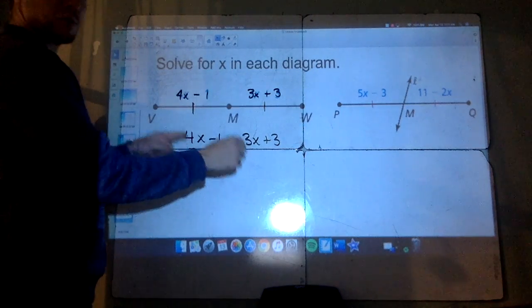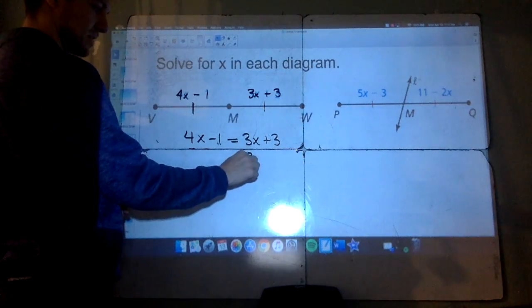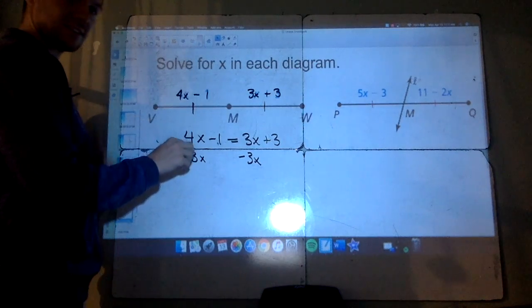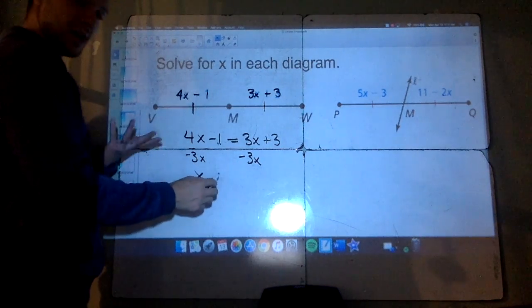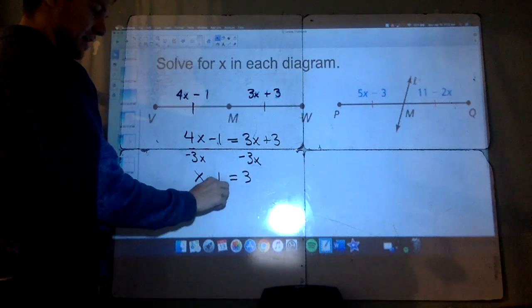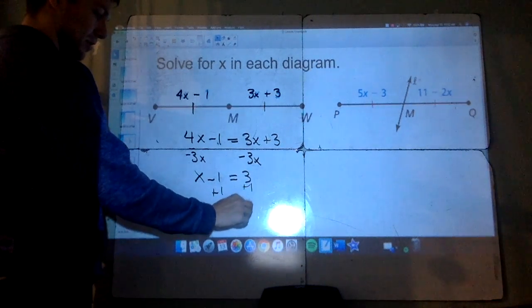If we have x's on both sides, we want to get rid of the x's on one side. So we're going to subtract 3x here, subtract 3x here. 4 x's minus 3 of them leaves you with just 1x. x minus 1 equals 3. And then we're going to add 1 to get rid of the minus 1. So x equals 4.